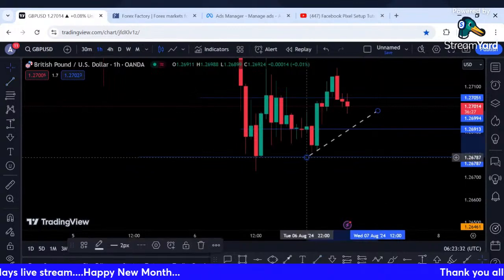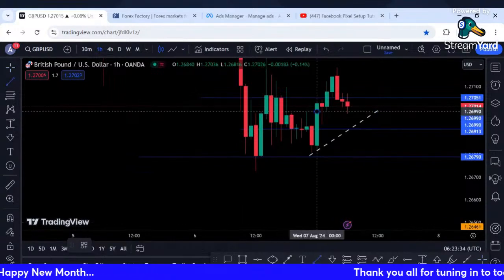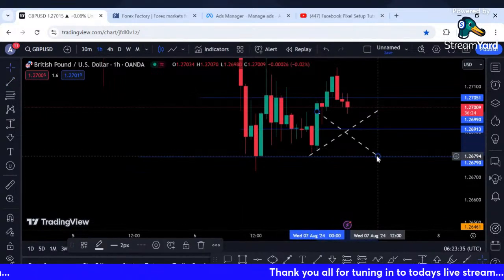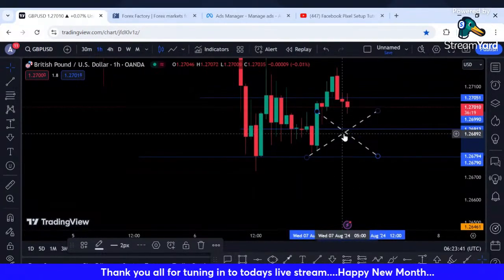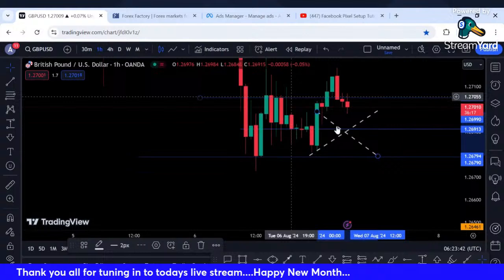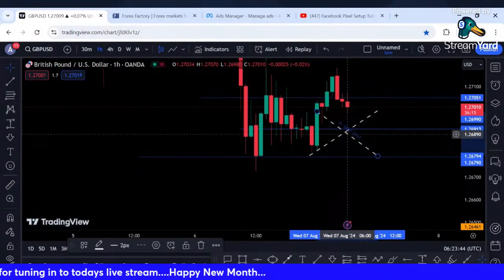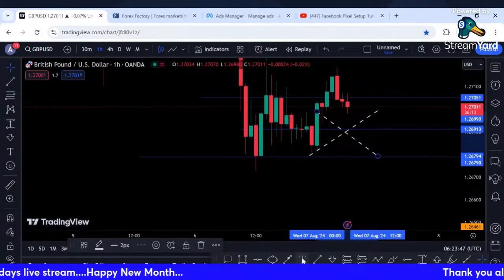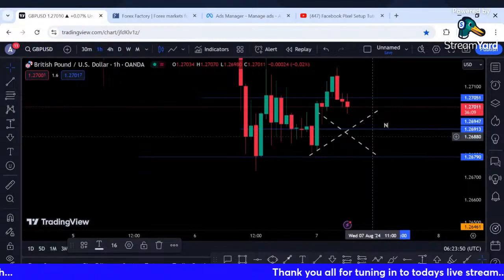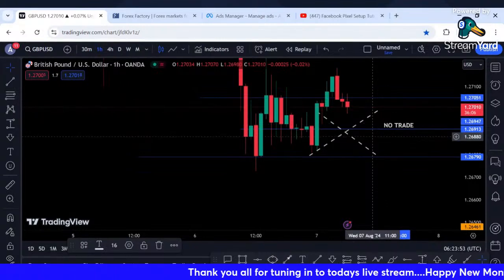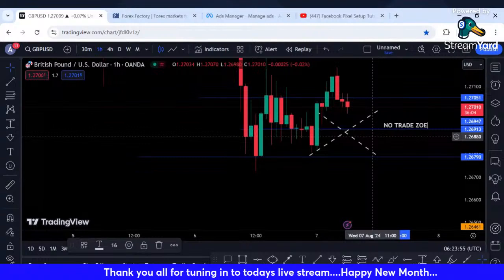This range is a no trade zone. Okay, no trade zone. The reason is the range is very tight over there. So there was no trade zone for me. Okay, so let me indicate it over here. No trade zone.